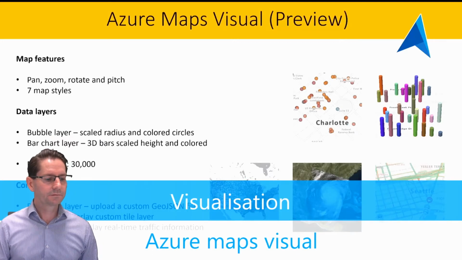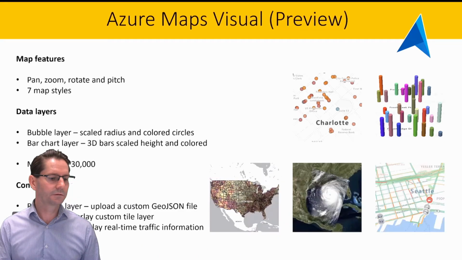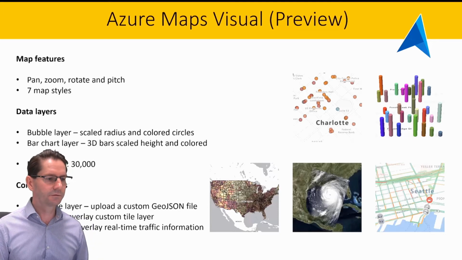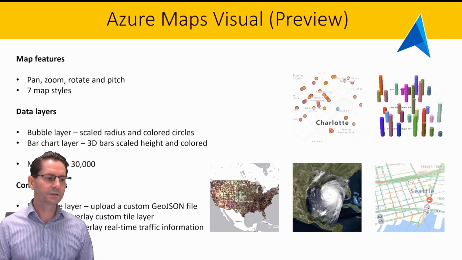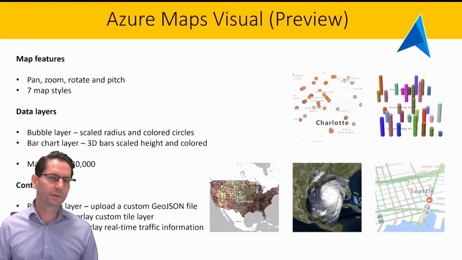Azure Map visuals, really some good interesting features there. So obviously with the map you can pan, zoom, rotate and pitch it, and there are 7 map styles as they indicate. There are some layers that we'll go through in a minute, the bubble layer, bar chart layer, and there's some contextual layers that they mentioned there. So we've got this reference layer, tile layer and traffic layer.